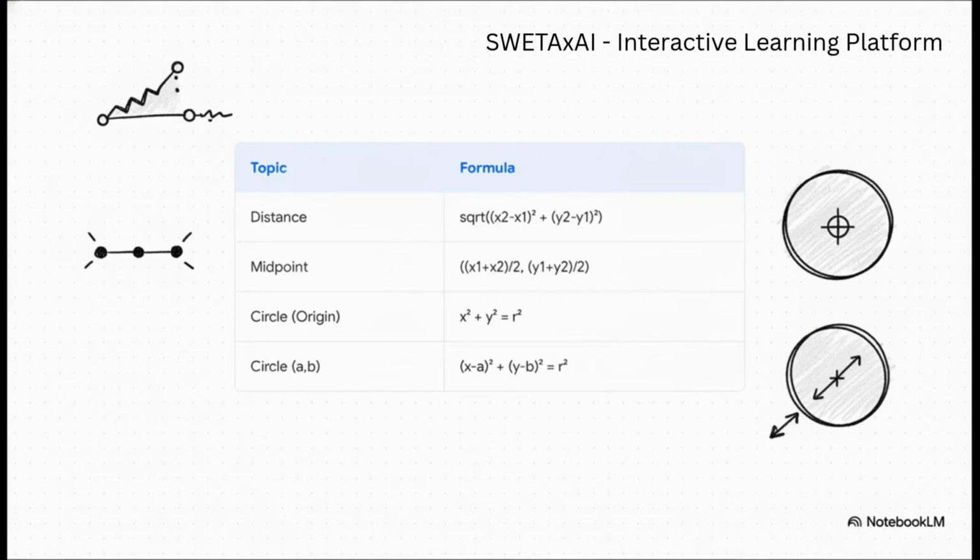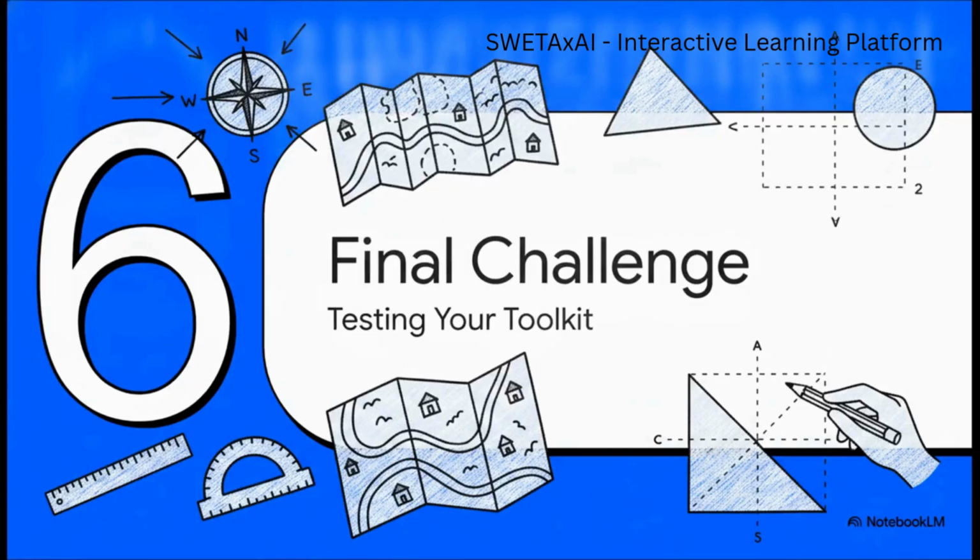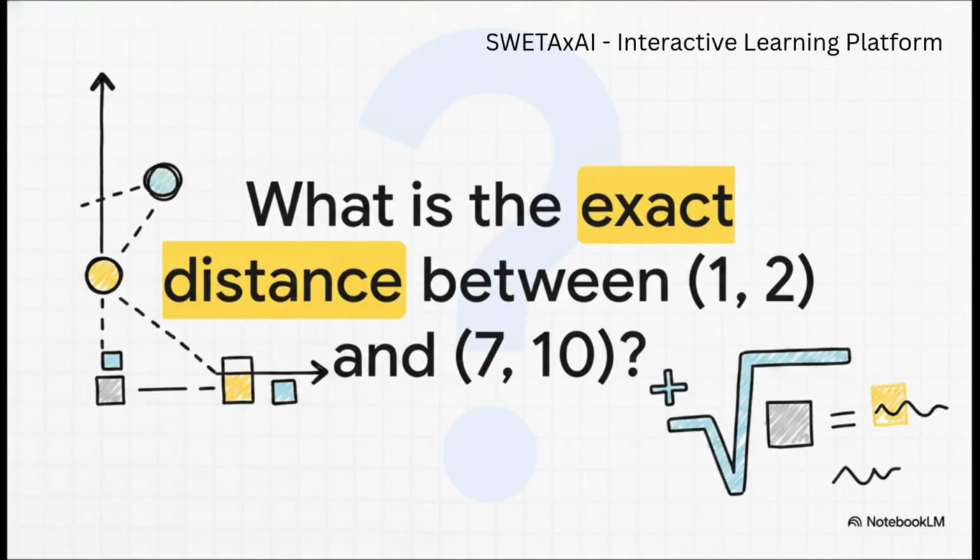To help you dodge those traps, here is your ultimate cheat sheet. We've got the distance formula for measuring the gap, the midpoint for finding the center, the origin circle, and the offset circle. I highly recommend taking a mental screenshot of this visual blueprint right now and locking it firmly into your memory. This is the absolute core of your mapmaking toolkit. Section 6, the final challenge, testing your toolkit. So the crucial point is, having a toolkit is completely useless if you don't actually pick up the tools and use them, right? It is time to test your newfound mapmaking mastery.